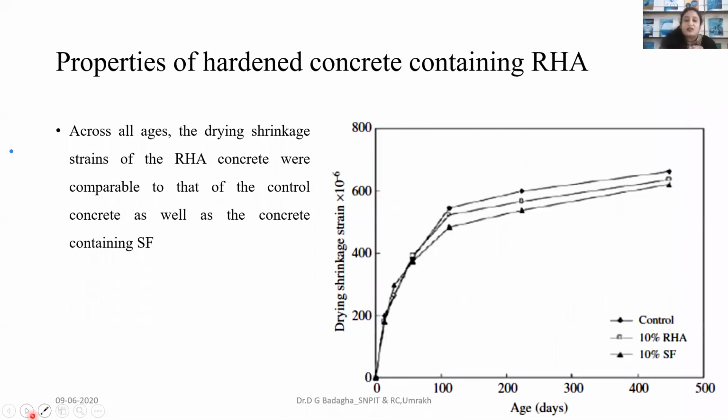Based on that, drying shrinkage is given, with age, that on how many days what will be the drying shrinkage. This is only for your reference I put that figure, because across all the ages the drying shrinkage strain of RHA concrete was comparable to that of conventional concrete, whatever concrete we made from 100% cement. So based on that we can identify that if we use RHA concrete in place of conventional concrete, with some extent of replacement, then that concrete will be advantageous in all aspects.